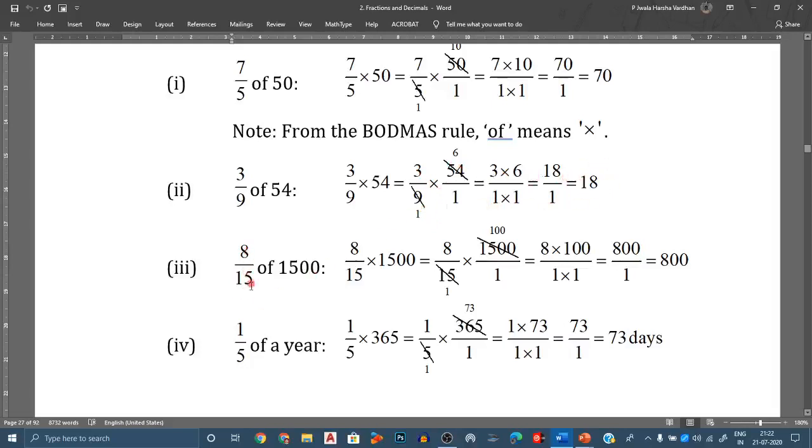Now 8 by 15 of 1500 means 8 by 15 into 1500. So now you can write it as 1500 by 1. You can divide 1500 by 15, 100 times. So 8 into 100, 800 by 1 into 1. 800 by 1 equal to 800.